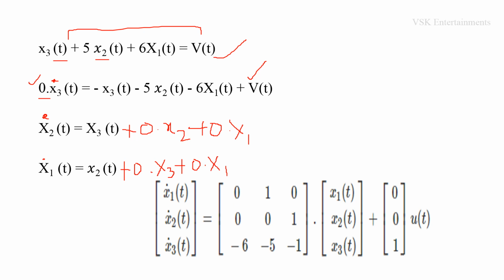We already know the second state vector equation, that is x2 dot of t and x1 dot of t. Now by using these three state vectors, form the state equation. This is the state equation for the given transfer function.